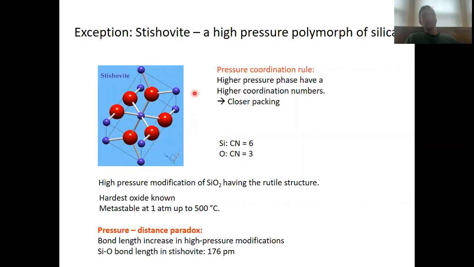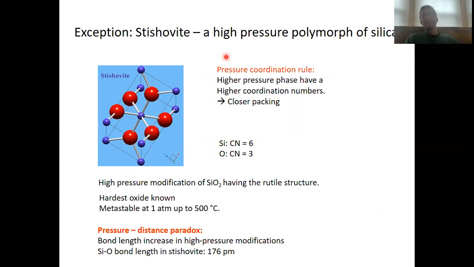Stishovite makes a structure we actually know. It makes a so-called rutile structure. Remember, rutile is a hexagonal close-packed structure of spheres, in this case oxygen, whereby 50% of the octahedral holes are occupied in an isotropic fashion. The unit cell is distorted from hexagonal to tetragonal.